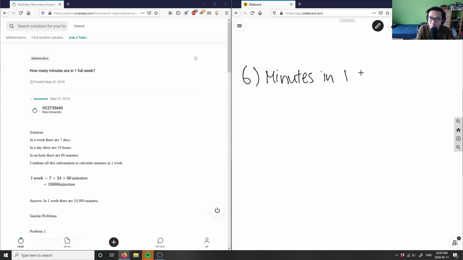In one full week. So I'm looking at minutes in one full week. Basically, I'm going from something that's bigger to something that's smaller, right? I'm going from a week to minutes here. So this is, again, a unit analysis question. How I would solve this problem, again, is I would use the concept of unit analysis or dimensional analysis to help me with my units here.